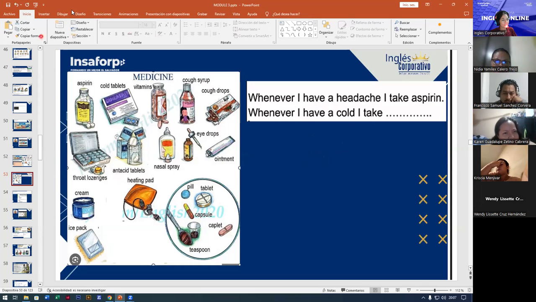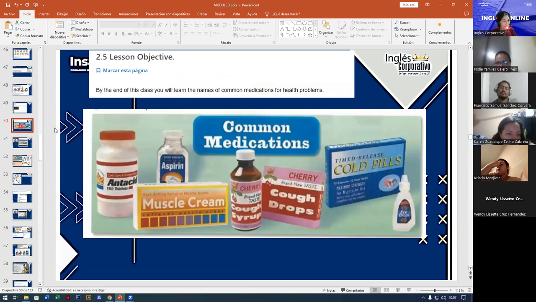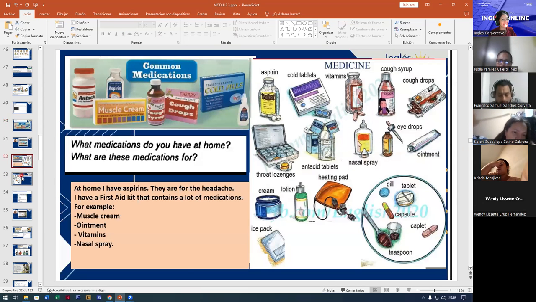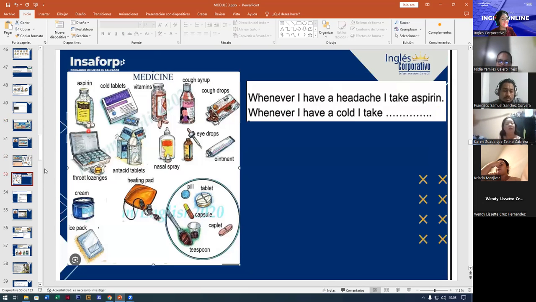Muscle cream? It will be this one. Let me show you. This one, right? Muscle cream. Very good job. Nice. Okay, let's check another one. Wendy Lisette? Yes. Okay. Give us another example, please, to complete the idea. Whenever I have a cold, I take?